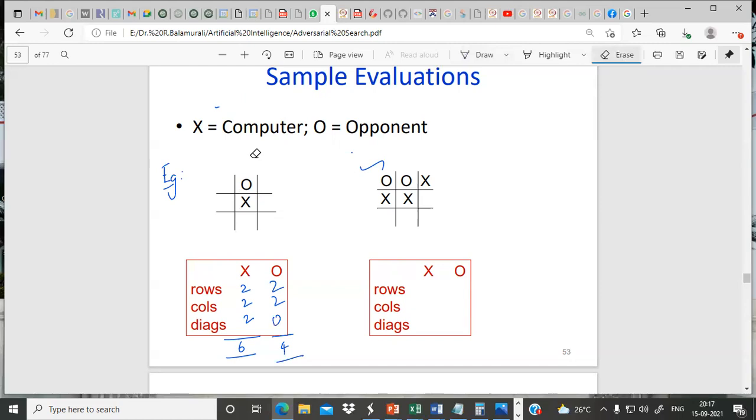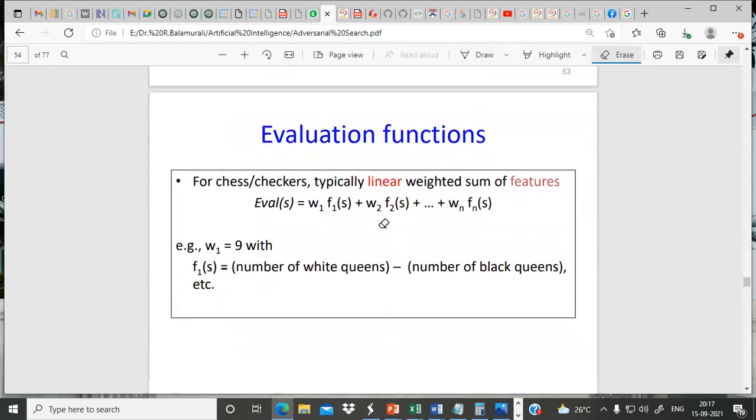So why are we going with an evaluation function? Because now we want to do cutoff search. That is, we are not going to allow the alpha beta pruning to go up to the leaf node. We want to cut off somewhere in between. So we are using these evaluation or heuristic techniques.